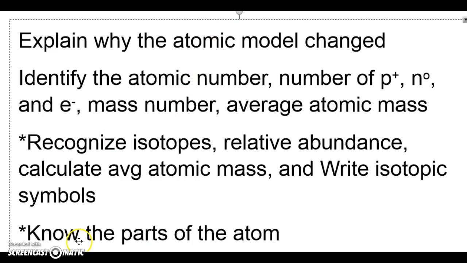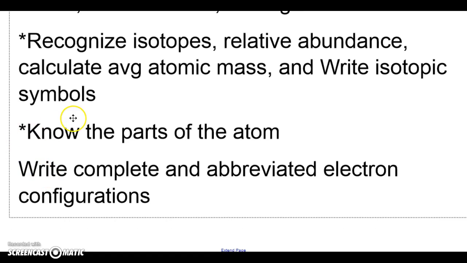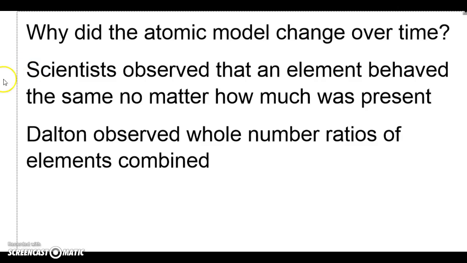These two are starred because we went over them in a previous video, so you can rewatch that. I will address isotopic symbols and relative abundance in this video. Okay, and there's more. We'll write complete and abbreviated electron configurations. So first, let's talk about how and why the atomic model changed over time.